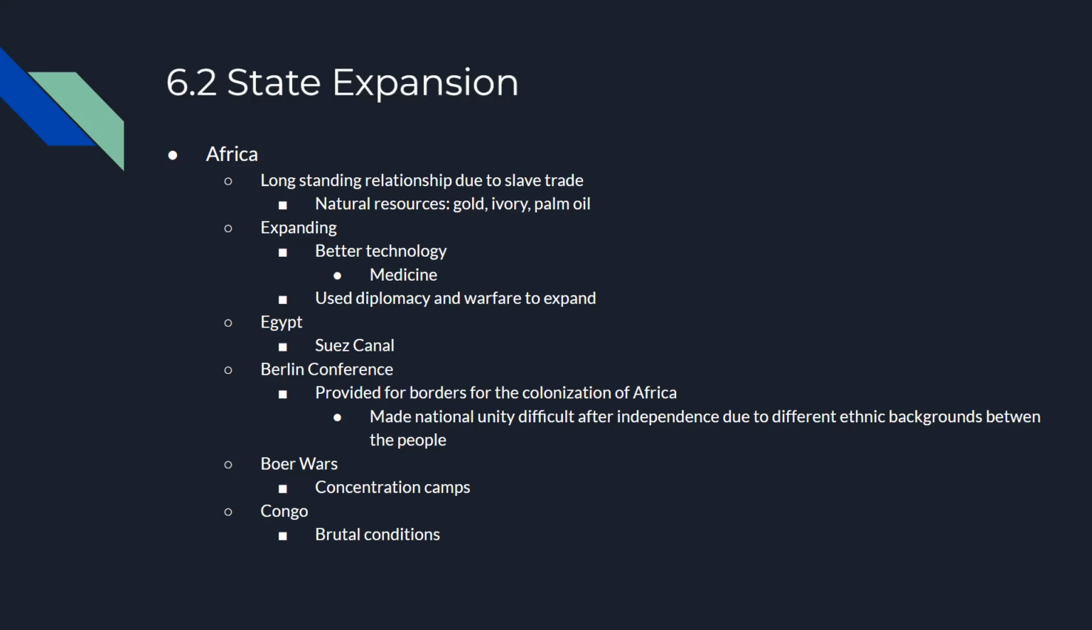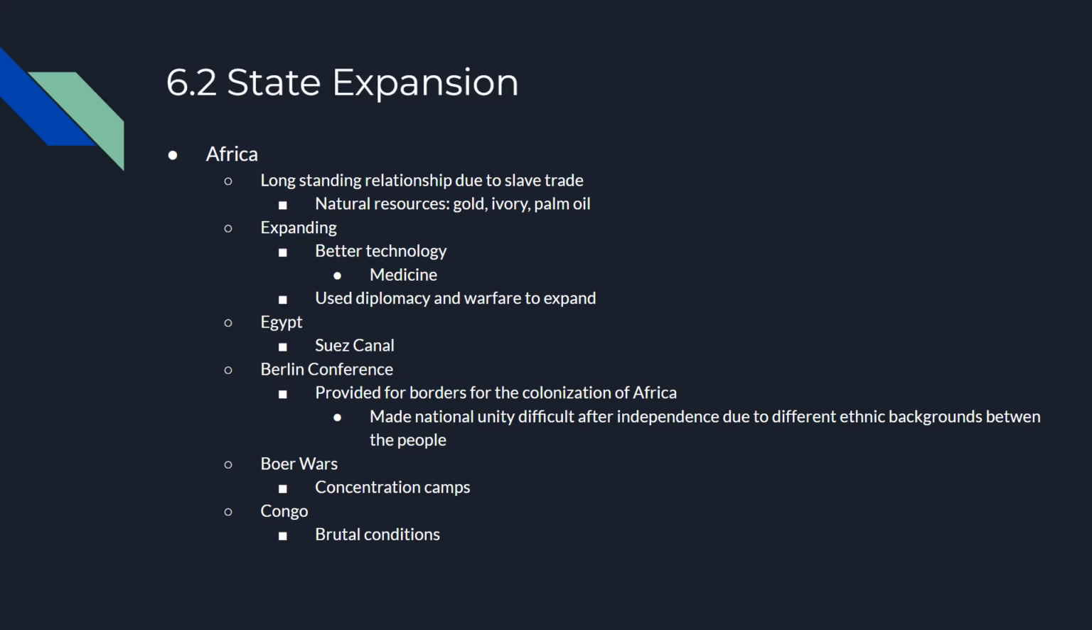And so it was basically a massacre. One example of this is Egypt with the Suez Canal, which was created in order to get ships across the Mediterranean more easily. With this, you had so many European powers going into Africa and the Middle East. So what you had was the Berlin Conference in Germany.